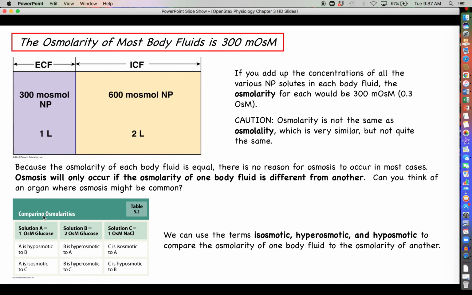So if we're comparing solution A to solution C, they have different solutes, but they have the same concentration, the same osmolarity. So we would say A is isoosmotic to C, and C is isoosmotic to A. So even though these are different solutes, if we put solution A on one side of a membrane and solution C on the other side, there should be no net osmosis occurring because the osmolarities are equal.